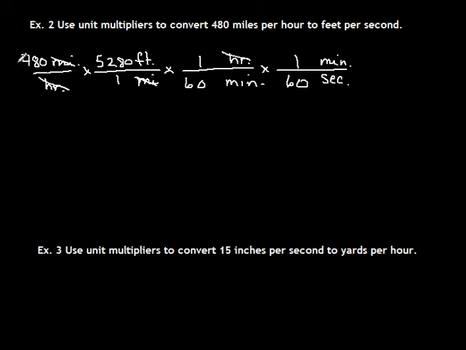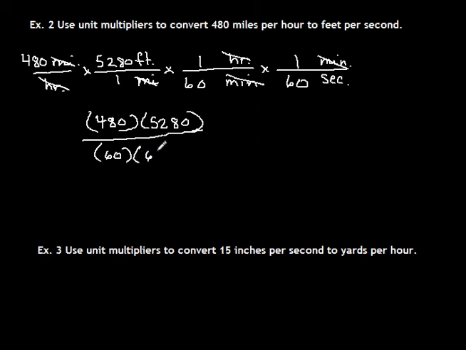And again, we would just multiply 480 times 5,280 divided by 60 and 60. These minutes cross out, so we'd have feet per second. And you can use your calculator if you want, or you can just write 480 times 5,280 over 60 times 60, and it would be feet, is what we have left, over seconds.